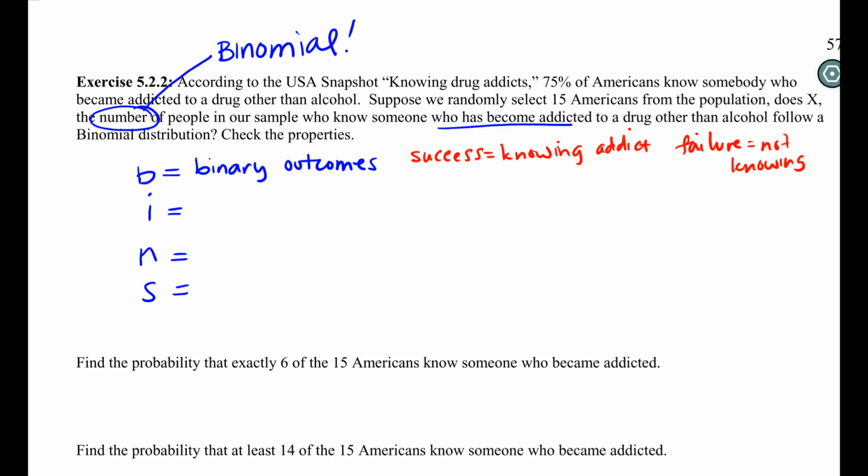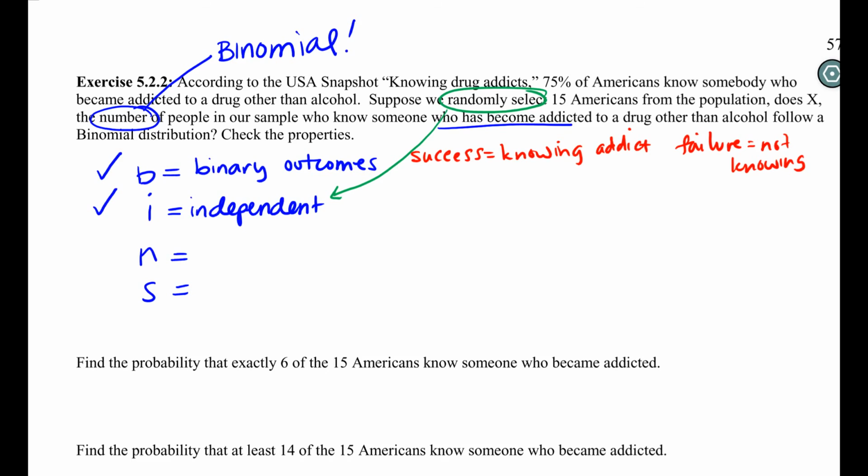The I here is for independent. So in this case, we have our binary outcomes, knowing and not knowing. That works. Independent means that one person or one trial in our sample doesn't influence the next person. So if the first person knows someone who's become addicted to a drug other than alcohol, this doesn't influence the probability of the next person. And this is also good because we are doing a random selection. The random selection is what gives us our independence. So as soon as we have that, we can check off independence.